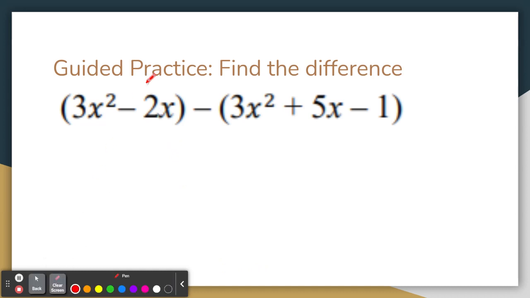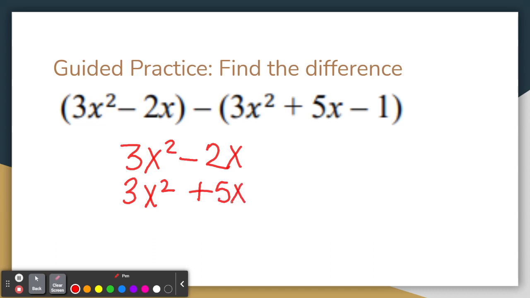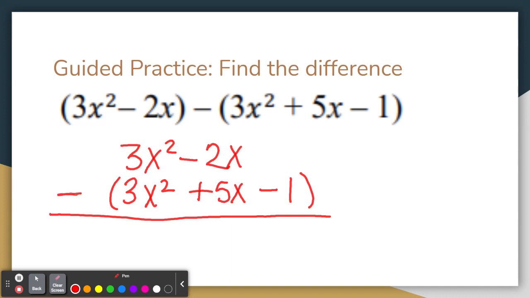Let me get my pen together. So the first group, I have 3x squared minus 2x. All right, and my second group is 3x squared, lining that up, plus 5x, line that up correctly, and then minus 1. I've lined all of that up, and then I'm going to show you that they're all in a group with the parentheses, and then here, my minus sign. All right. So I've lined them up correctly, and then I haven't done anything yet.